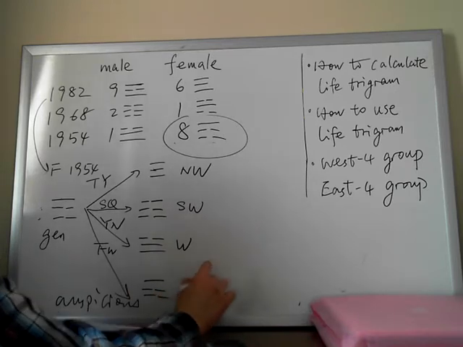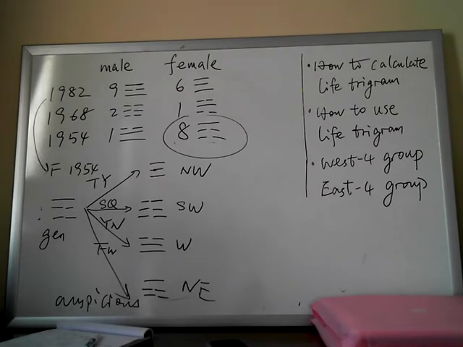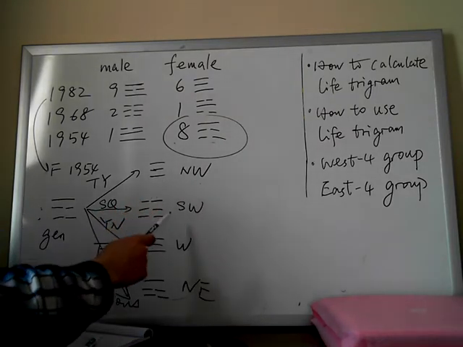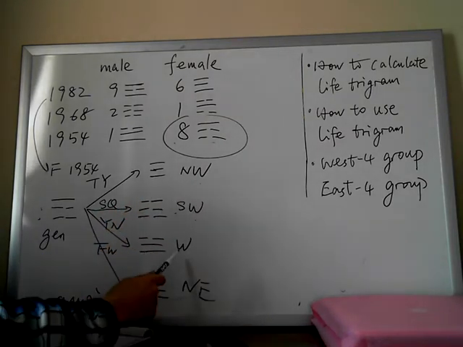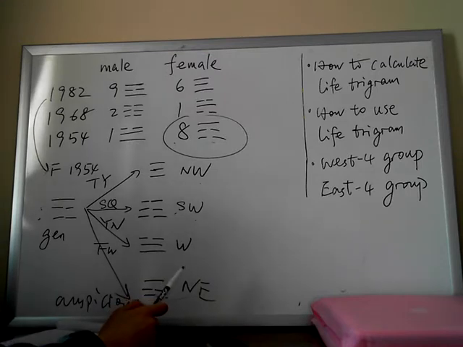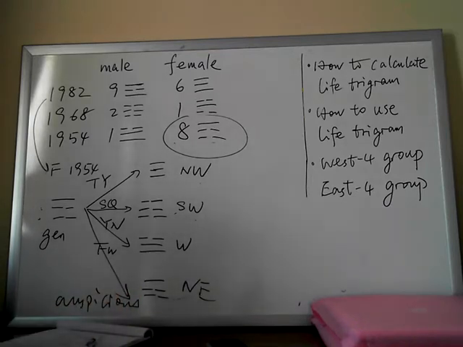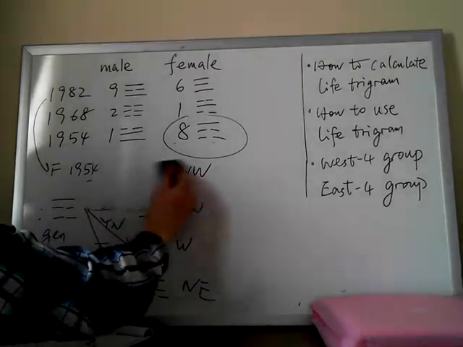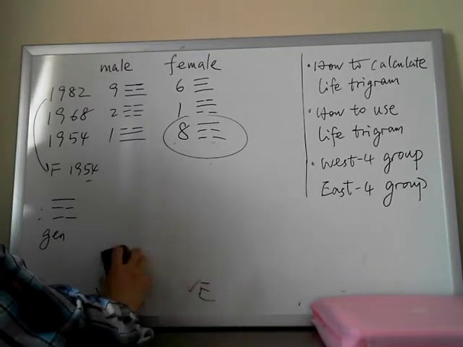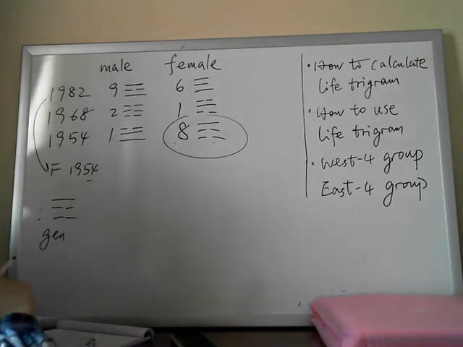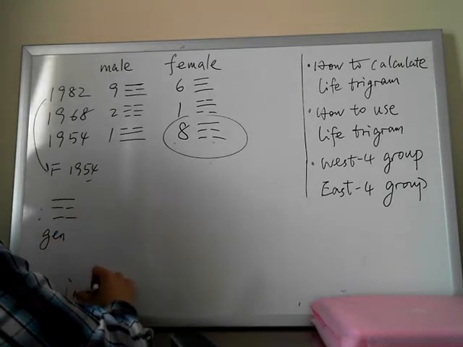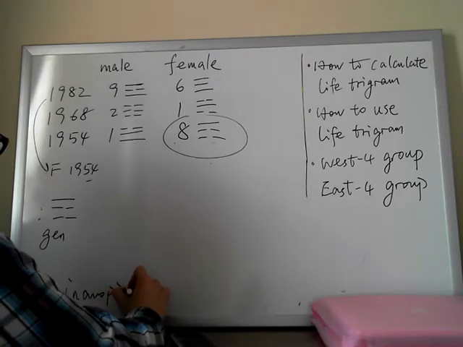Northeast. Okay, for a female born in 1954, facing northwest, southwest, west, or northeast would be good choices. So what are the inauspicious directions? It's the other 4 directions.